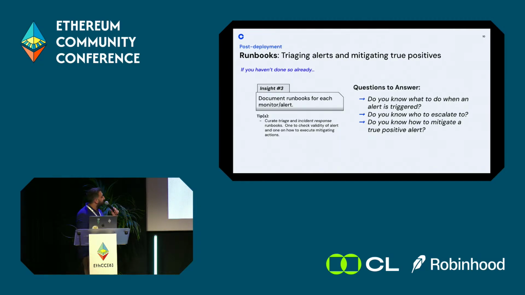So some questions to answer here: do you know what to do when an alert is triggered? And do you know who to escalate it to? You should clearly identify these so that the person who thinks the alert is a true positive knows who to escalate to. And the last question here, do you know how to mitigate a true positive alert? So what are you going to do? How are you going to react? Who are you going to contact? These are some questions you should definitely answer and write in detail in your runbooks.